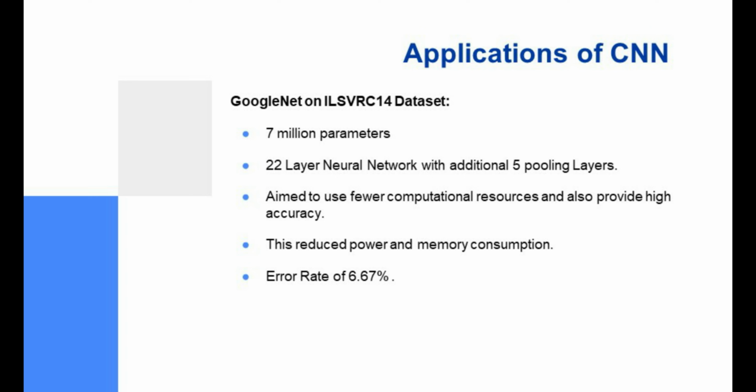It uses 12x fewer parameters than AlexNet. It achieved this by omitting the fully connected layers. The authors wanted to create a network that uses fewer computational resources while providing high accuracy because it would reduce power and memory consumption and can be used for many practical purposes.